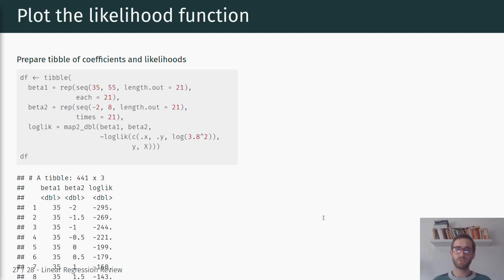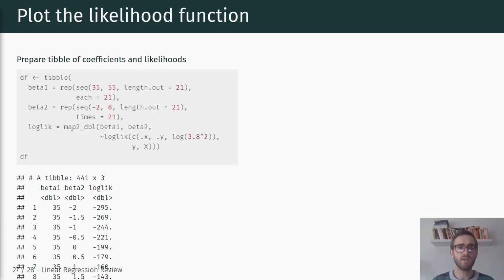Similar to the Supreme Court example that I showed you, where we just had one parameter and a very simple likelihood function, we can also plot this likelihood surface for different parameter values. The way I do this here is I look at a sequence of possible values for the intercept between 35 and 55, and possible values for the slope coefficient between -2 and 8. Here we're just assuming that we knew the correct error variance, so we hold that constant.